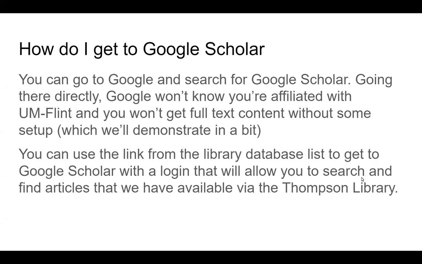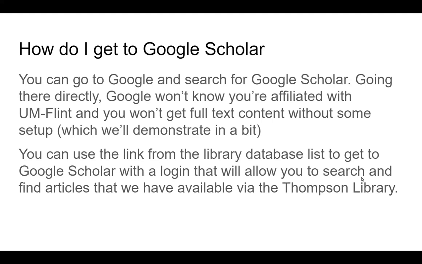So how do I get to Google Scholar? There's two different ways that you can get to Google Scholar. The first one is you can go directly to Google and you can Google Scholar. If you go there directly, Google will not know that you're part of the University of Michigan-Flint family and that you have access to all of our paid databases. So you may end up seeing articles that are available, but you won't be able to download them. But there's a way to connect our two services, which I will show you at the end of this video.